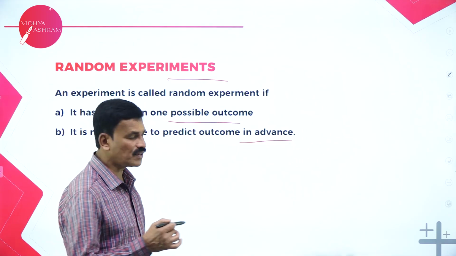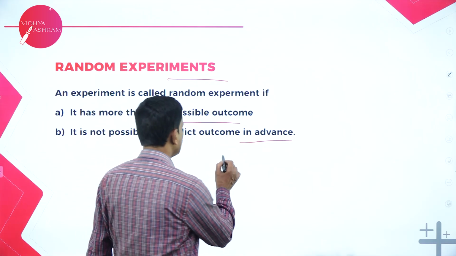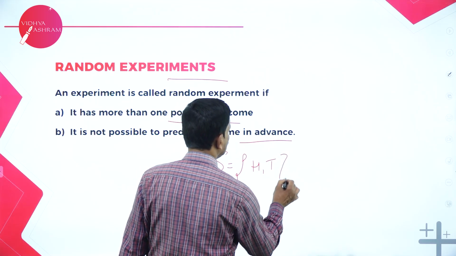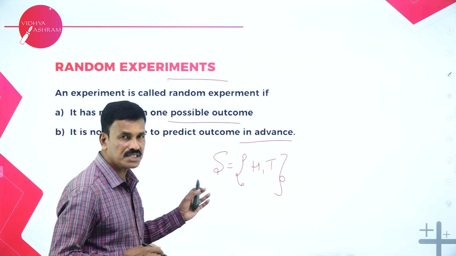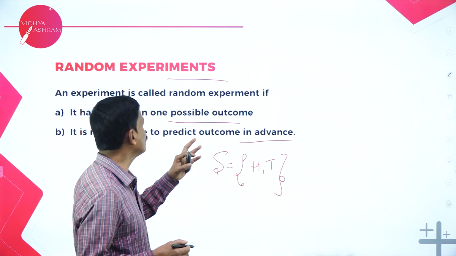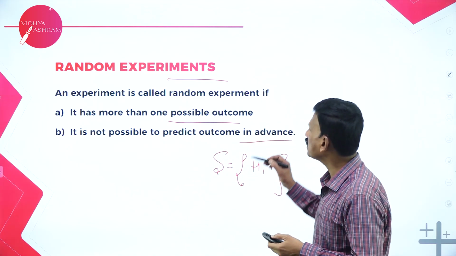Now let us consider an example: if a coin is tossed, what are the possibilities? S is the sample space; either we may get head or tail. On tossing a coin, we get either head or tail and we cannot predict in advance. Therefore, this is an example of a random experiment.